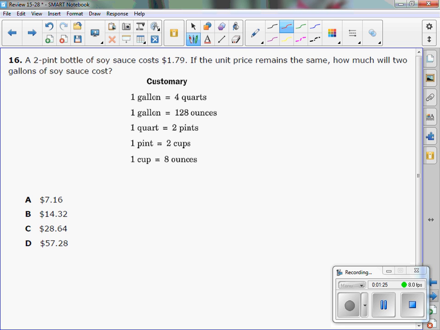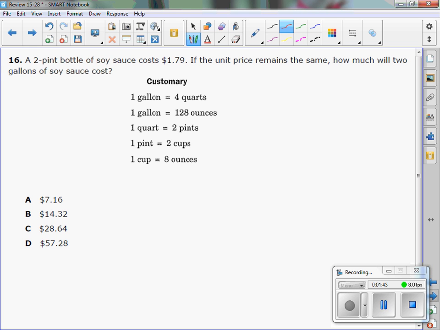Number 16, a 2-pint bottle of soy sauce costs $1.79. If the unit price remains the same, meaning it's not going to get any more expensive or any cheaper per pint, how much will 2 gallons of soy sauce cost? So you're given the formula chart, and you're given, on this particular piece of paper, these conversions.